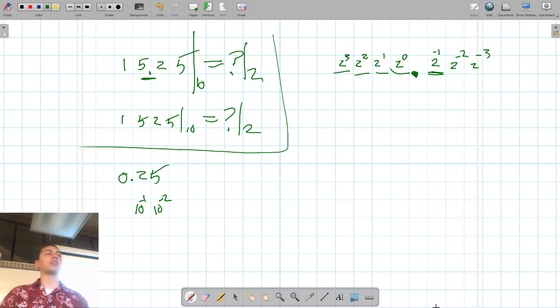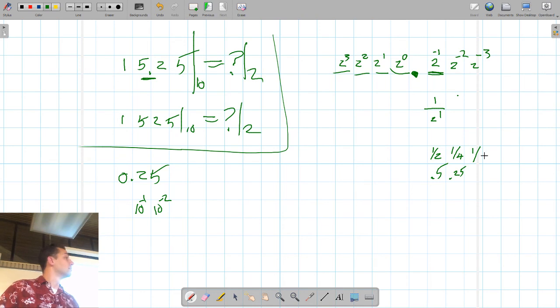Now, what is 2 to the negative 1? Well, that's 1 over 2 to the 1, which is 1/2, which is 0.5. 2 to the negative 2 is, well, we can deal with this, 1 over 4, which is 0.25. 2 to the negative 3, 1 over 9? 8?